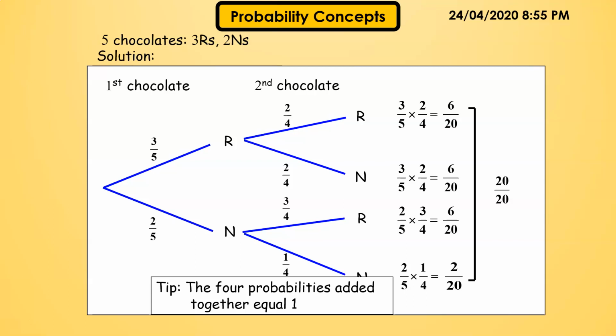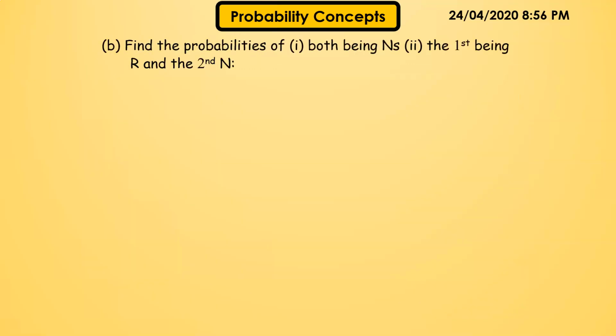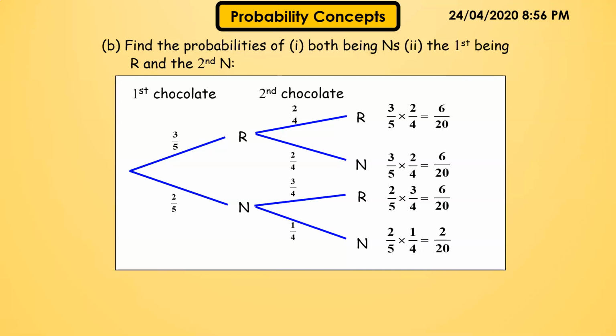So now that you've done your probability tree, you can start to look at the questions. The first part is looking at what is the probability that we get both nougats. So first of all, identify the branch, which is along the bottom there, and you can see equals 2 out of 20. So there's our answer, which we can simplify to 1 out of 10.